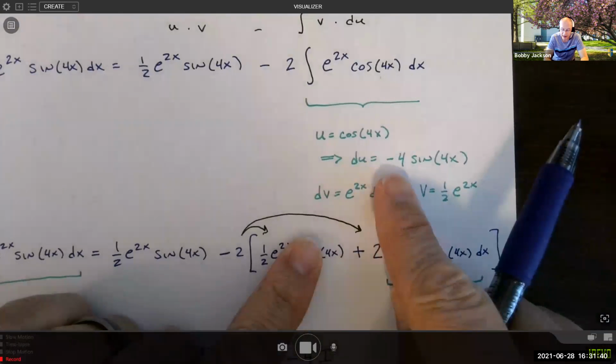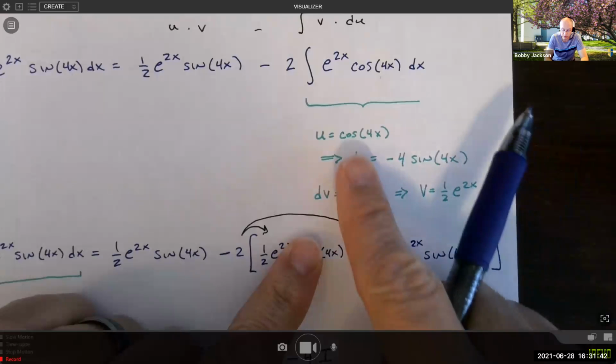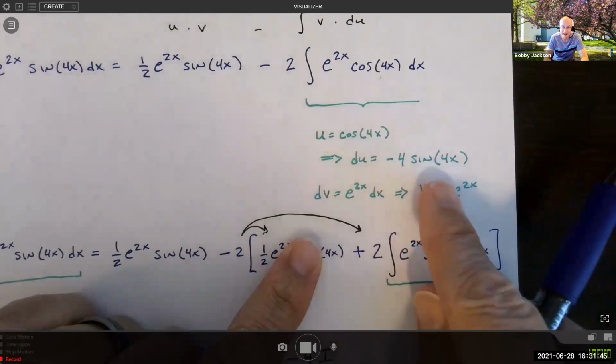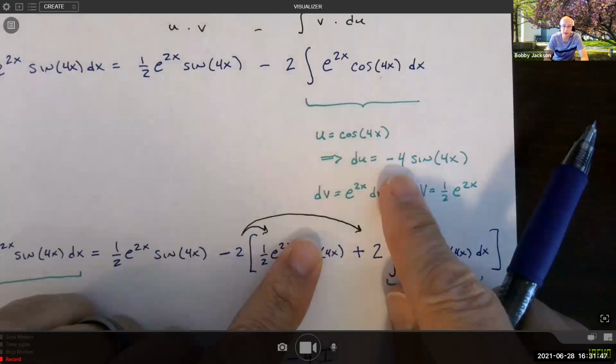So du is -4 sine of 4x. Remember, the derivative of cosine is negative sine. So there's where the negative comes from.